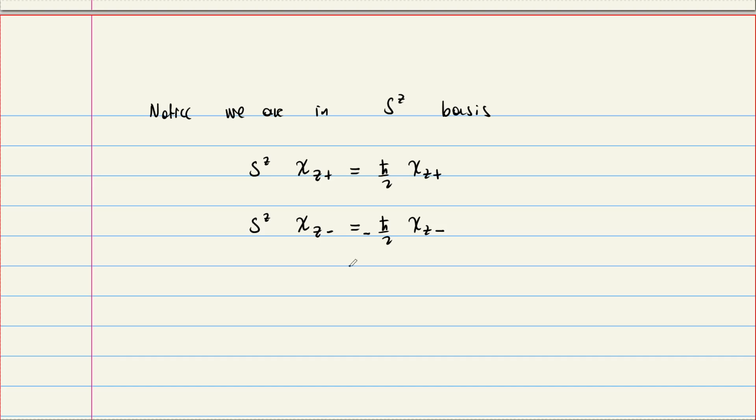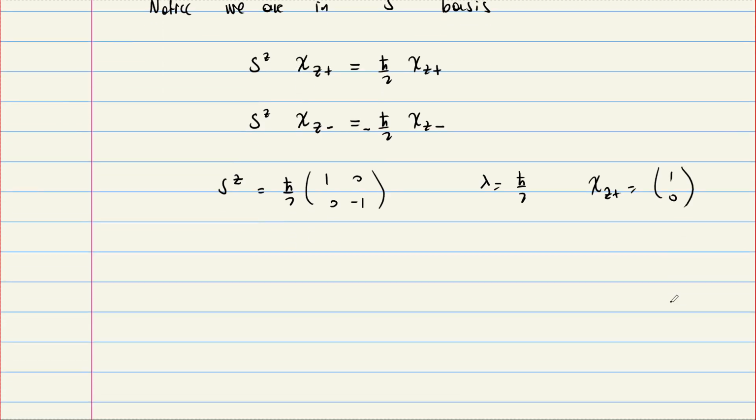Or another way to say this is, SZ is h bar over 2 times the matrix 1, 0, 0, minus 1. It has two eigenvalues. Lambda is equal to h bar over 2, and the corresponding eigenvector I don't even need to calculate. It is 1, 0. Let me also write it. Chi z plus is 1, 0. And the second eigenvalue, lambda, is minus h bar over 2, and its corresponding eigenket is chi z minus, 0, 1.